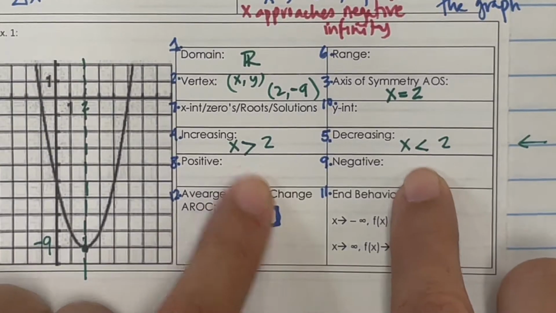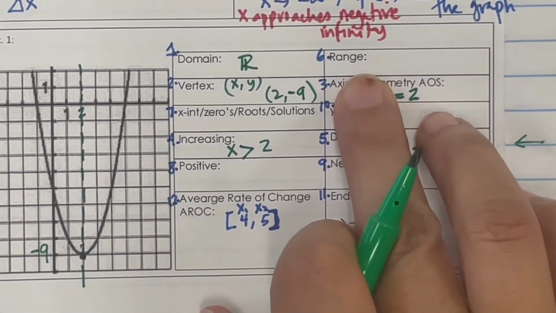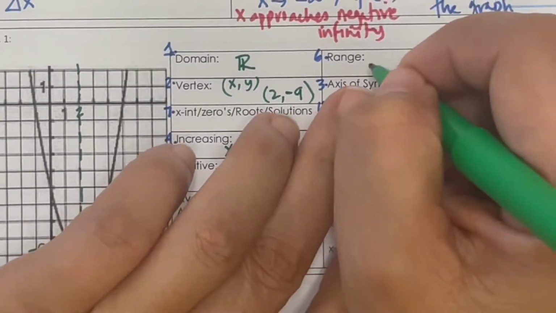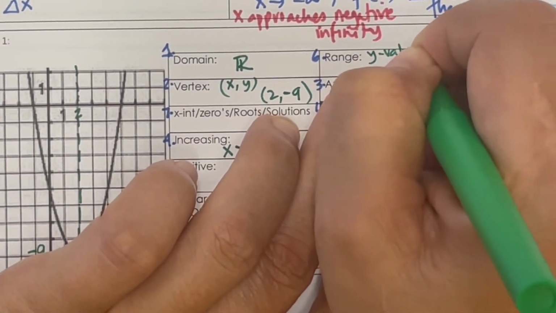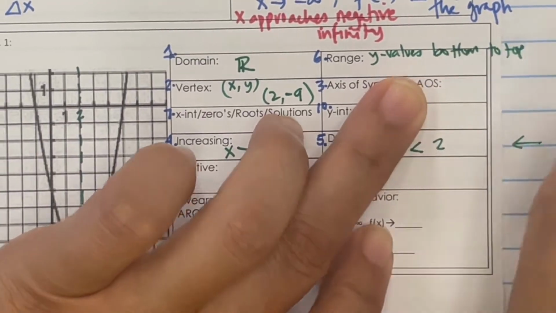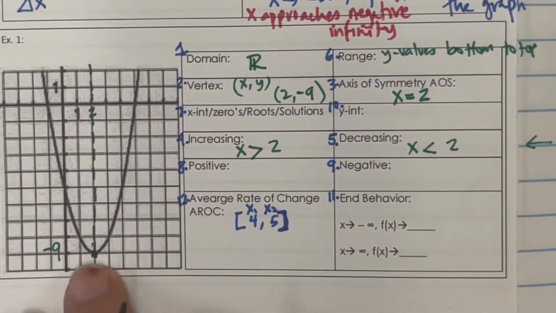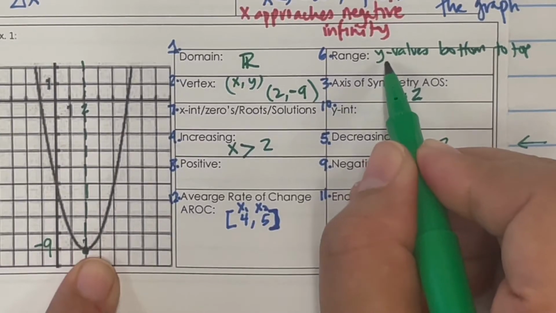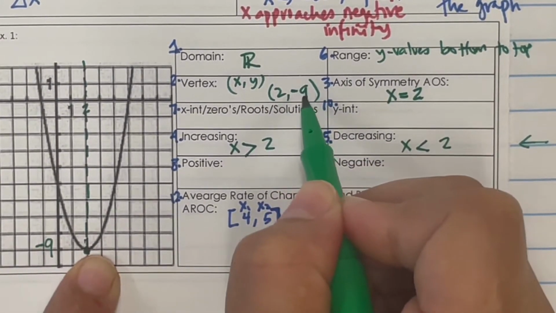And then after that, we're going to go into our range. Our range also has to do with a vertex. Remember, our range is y values, bottom to top. The bottom is our vertex. And remember, I want my y value, so I take my negative 9 to the top.